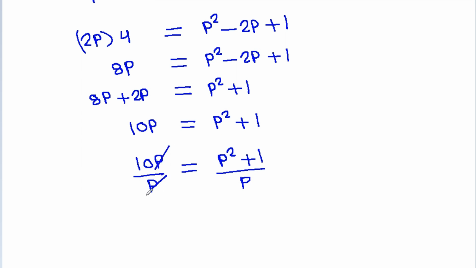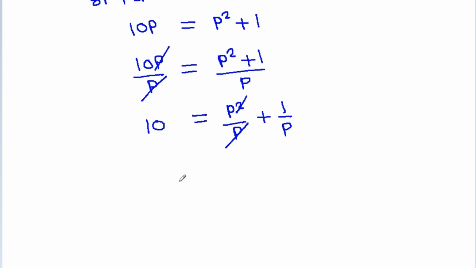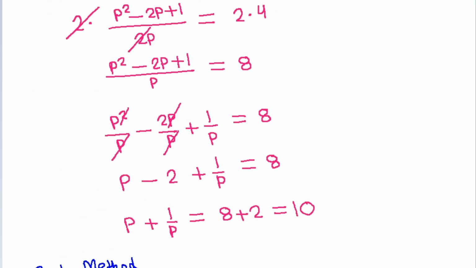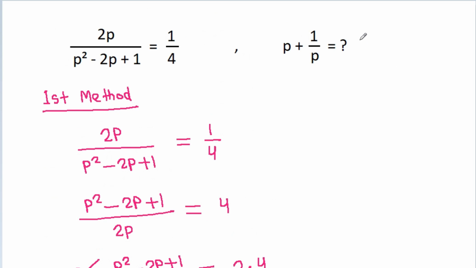and p will get cancelled, so 10 is equal to p square by p plus 1 by p, and p will get cancelled, so 10 is equal to p plus 1 by p, so p plus 1 by p is equal to 10. It is 10.